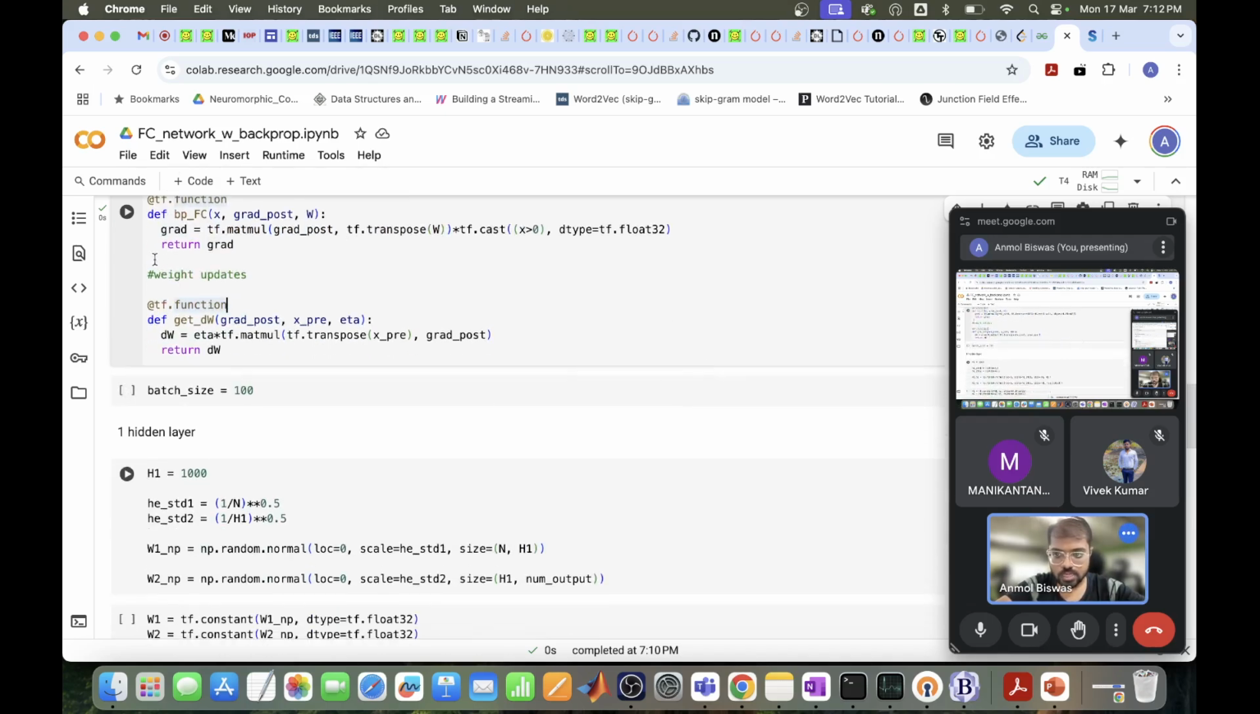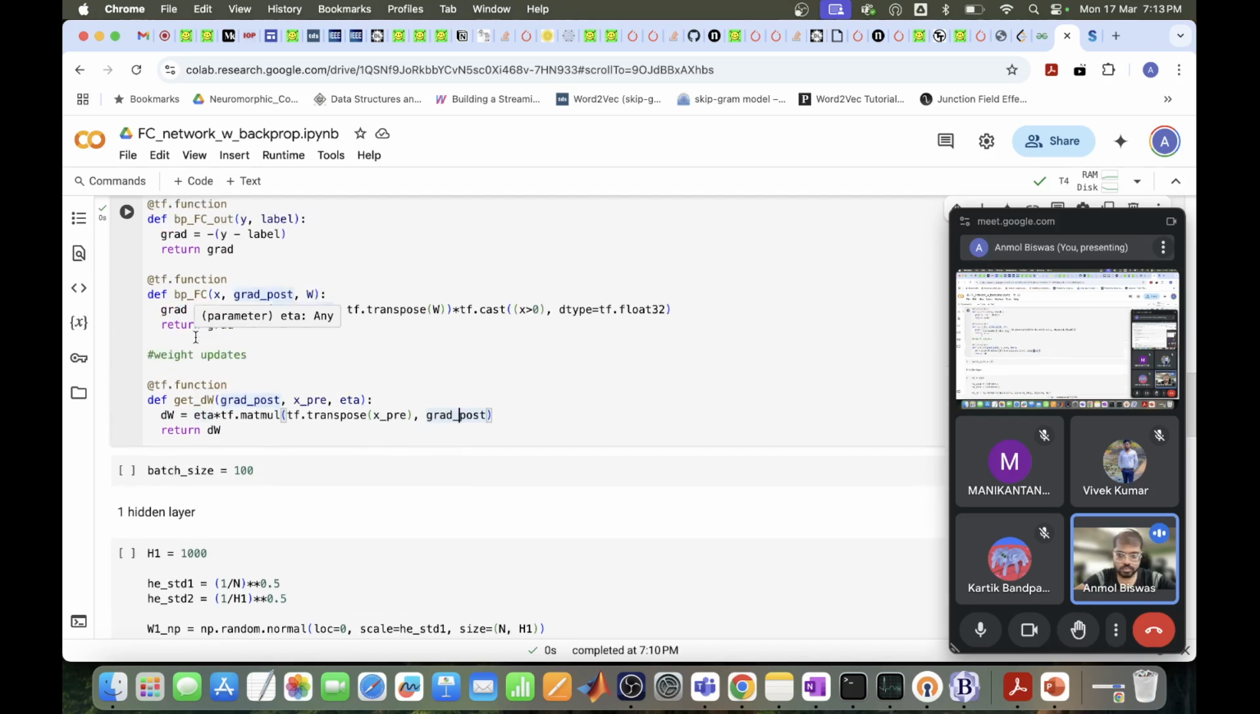And finally, weight updates. Weight update is a single function. What you need for the weight update are three things: the post gradient, which is the next layer gradient, the x pre, which is the previous layer activations, and eta, which is the learning rate. The dw gradient update is eta times the matrix multiplication of the transposed previous layer activations with the post layer gradients. So you have tf.transpose of x pre, matrix multiplied with grad post, and multiplied by the learning rate eta. This will give you a dw.